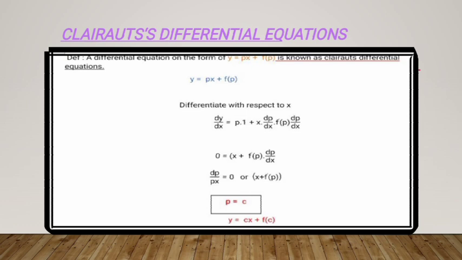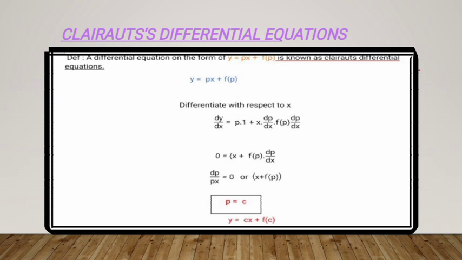First we differentiate this with respect to x. Then we get dy by dx equal to, applying the product rule, the first function p into the derivative of x. The derivative of x is 1, plus x into the derivative of p, that is dp by dx, plus the derivative of f dash of p into the derivative of p. Here we get dp by dx.